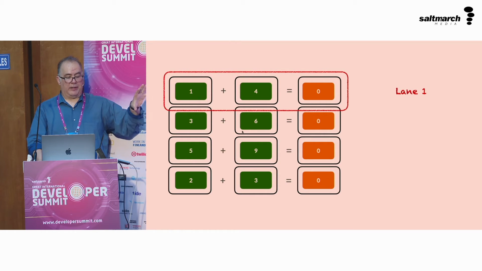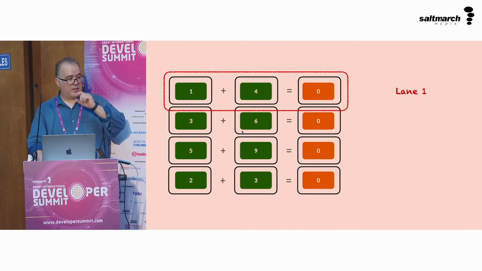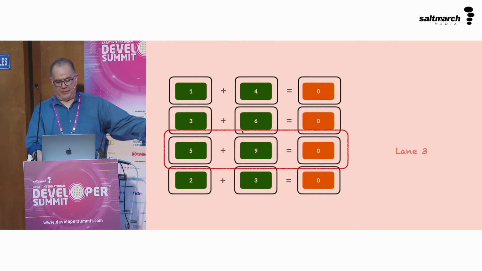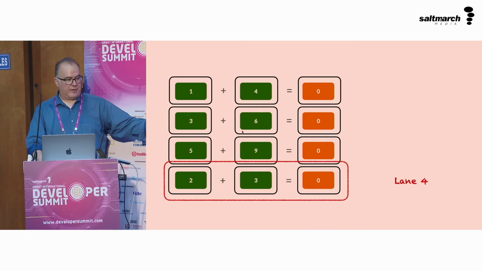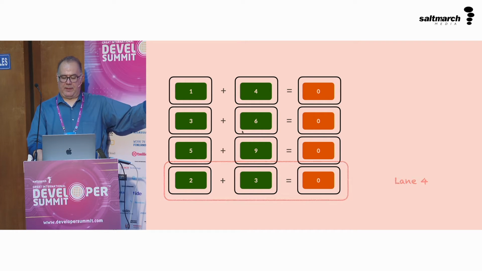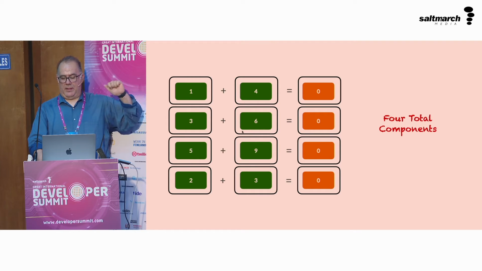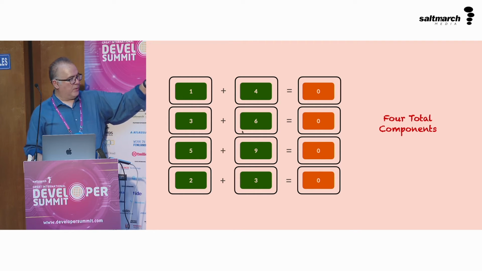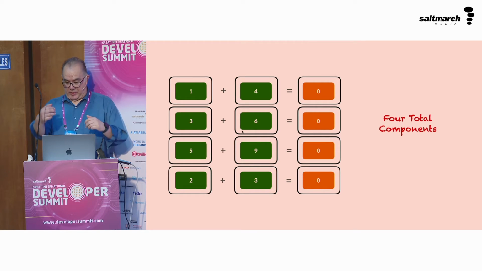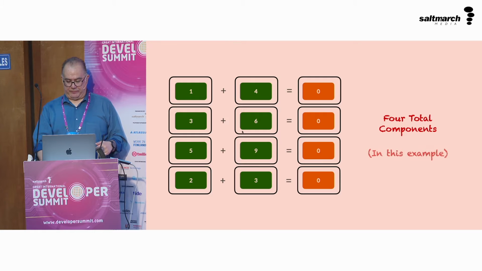These right over here are lanes. So this is going to be one lane of computation, this is going to be another lane of computation, another lane, and another lane. The number of lanes that you can have is based upon the processor that you are using, okay? We also call these components. So we have 4 components because we have 4 lanes, okay? And again, we're just loading them up and then doing the computation, okay?